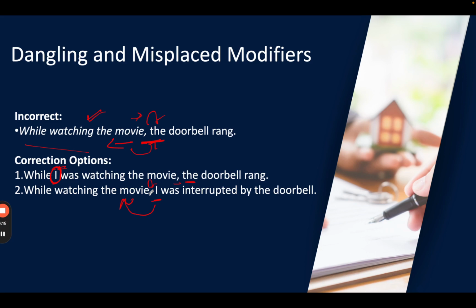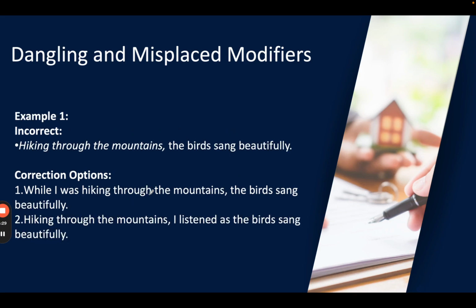One way is that you insert the subject in the first part of the sentence, that is before the comma. The second way to correct this mistake is that you place the subject right after the comma, if that's missing in the first part of the sentence. Let's look at more examples.